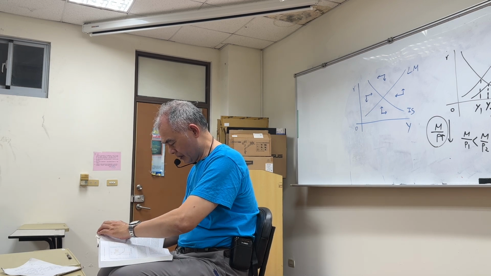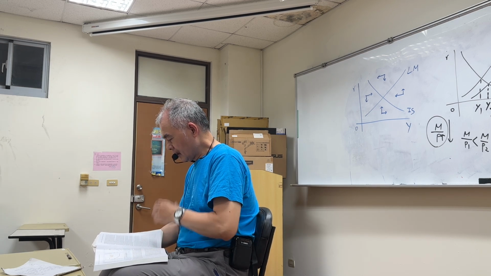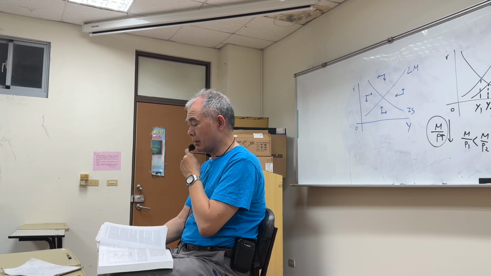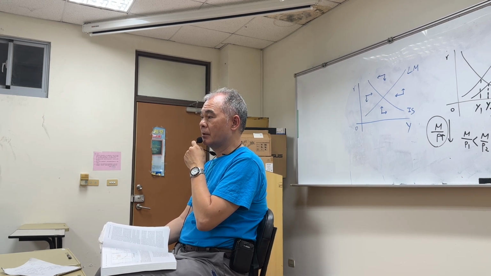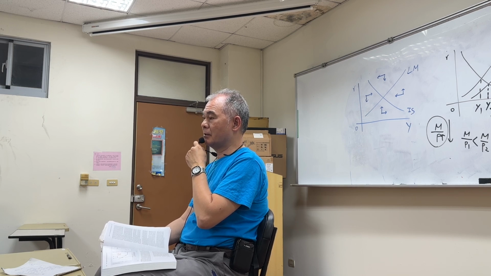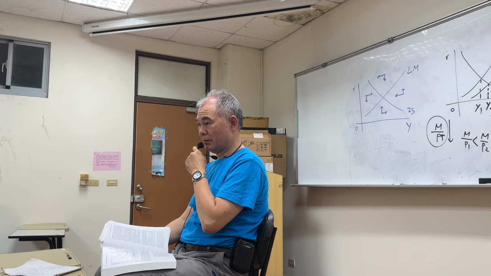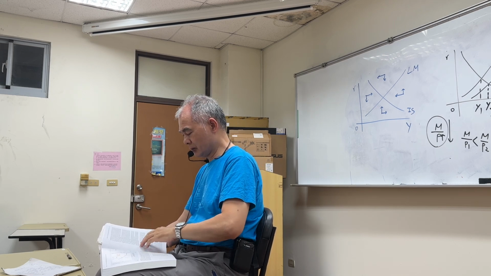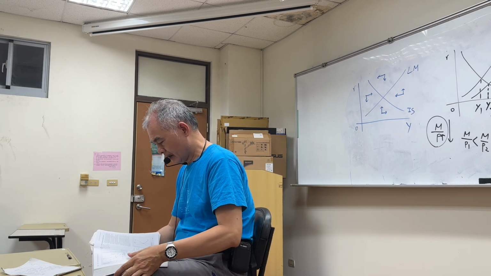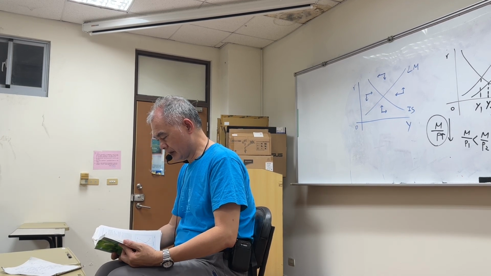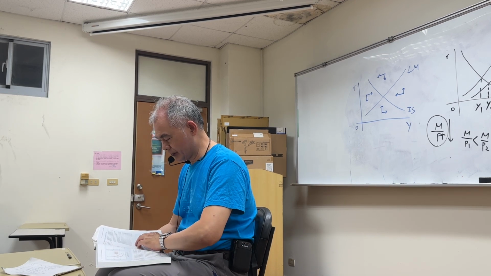Okay, so let's move on. Page 363 is changes in money demand. Okay, if money demand goes up, it is the same thing as money supply going down. Okay, money demand goes up is the same thing as money supply goes down. So the LM curve will shift to the left. Okay, so you see page 364, and you get figure 9.6.